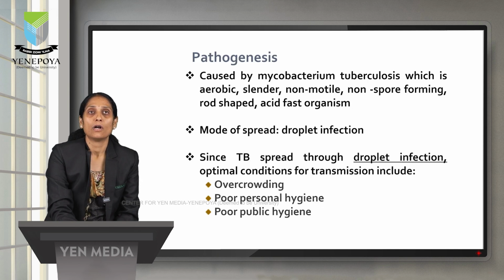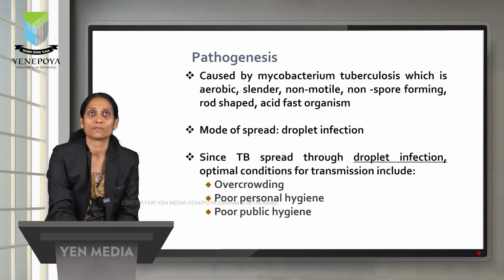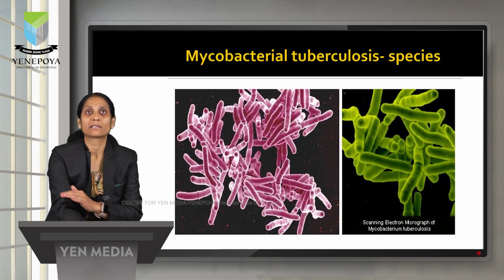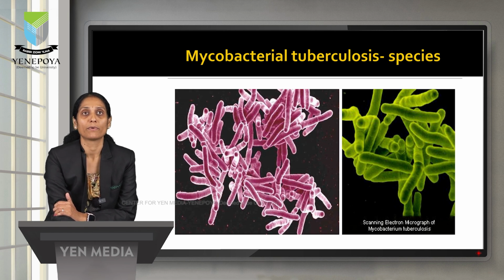To move on with the pathogenesis, this is caused by Mycobacterium tuberculosis, which is an aerobic, slender, non-motile, non-spore-forming, rod-shaped, acid-fast organism. The mode of spread is droplet infection. Since tuberculosis spreads through droplet infection, the optimal conditions for transmission include overcrowding, poor oral hygiene, poor personal hygiene, and poor public hygiene. The picture shows Mycobacterium tuberculosis, the slender rod-shaped bacilli.